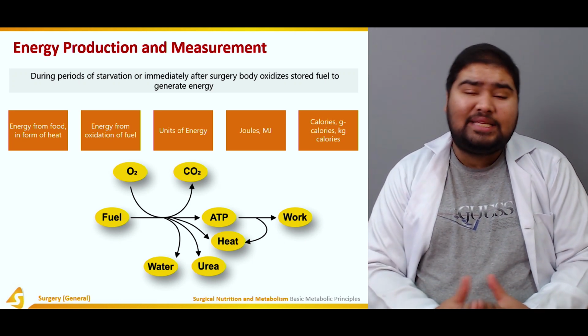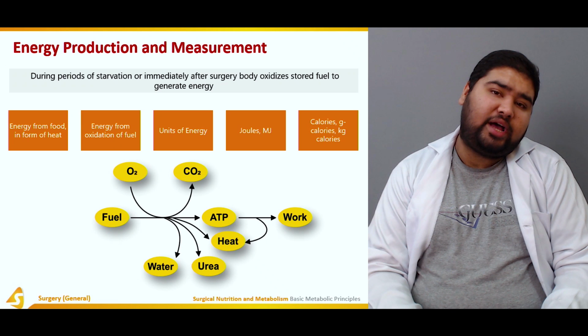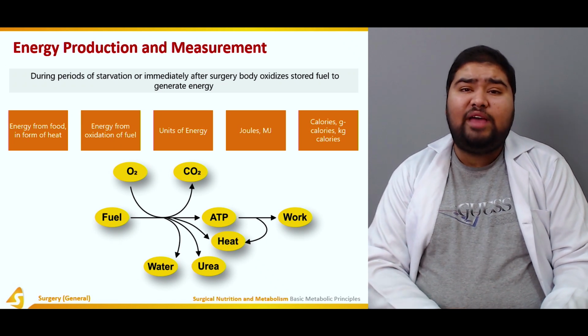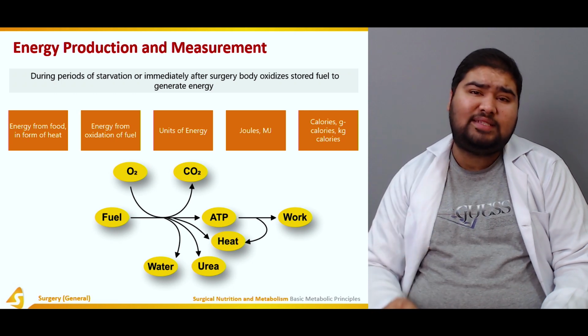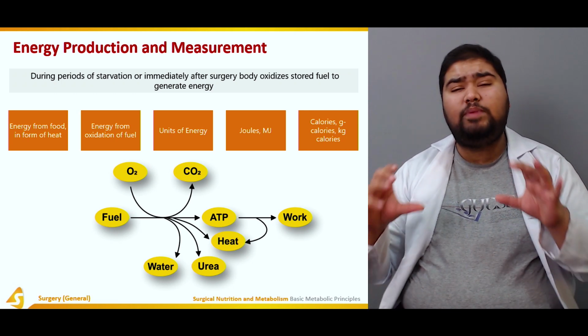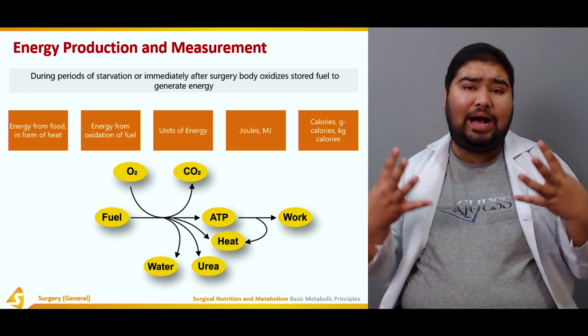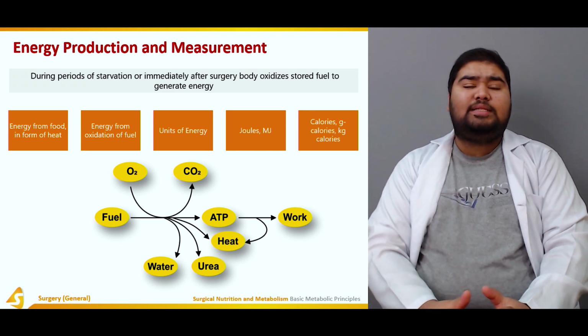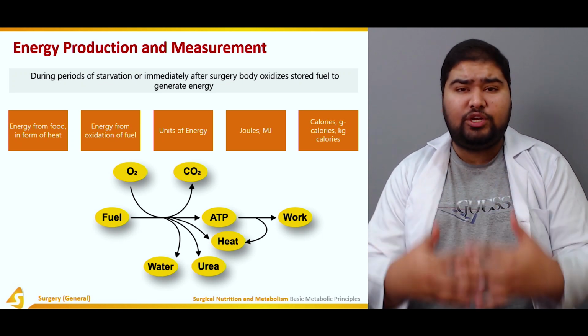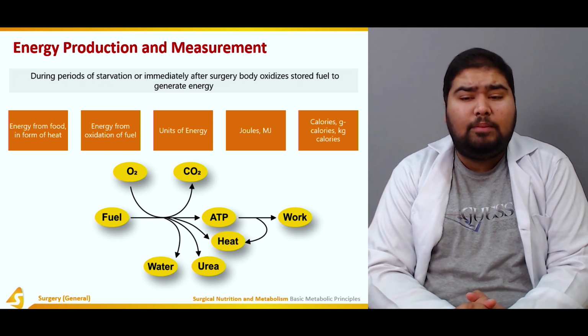So what is ATP? ATP is adenosine triphosphate. Tri means 3, so adenosine has 3 phosphates attached to it. The bond between these phosphates is a high energy bond, and this bond is readily broken down to produce energy throughout the body.